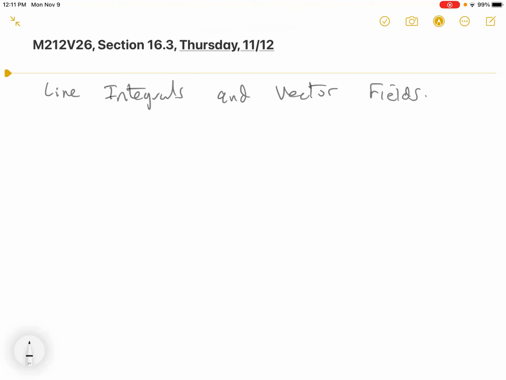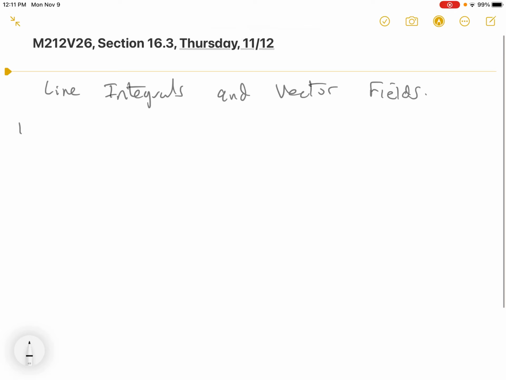Okay, here we are continuing with line integrals and vector fields. And I'm not going to kid you, this is probably one of the toughest sections from this chapter. So pay close attention, especially to the end when we do a construction that I will ask you to do tomorrow in the workshop. So let's jump right into this.